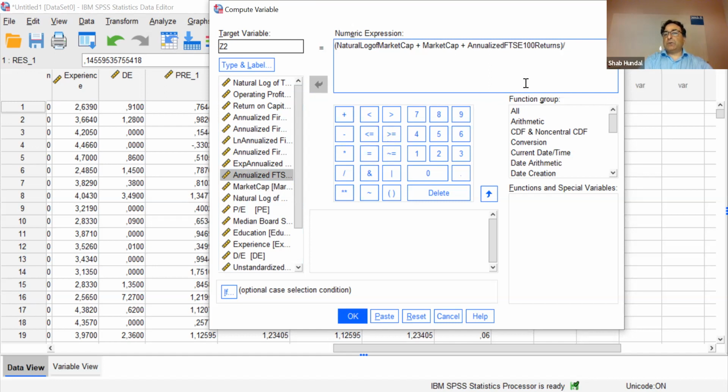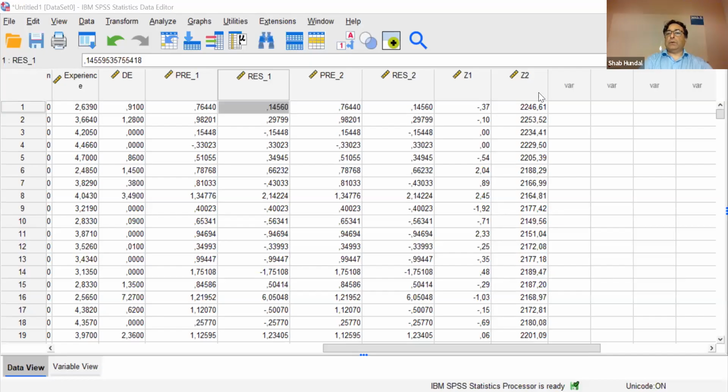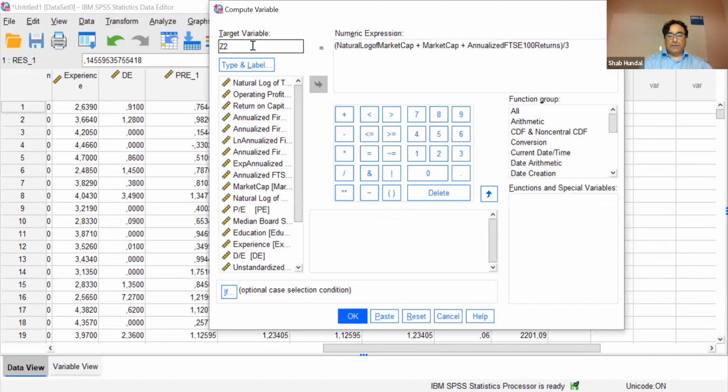You can put these signs from your computer, or you can use this built-in sign, so no problem at all. And then we click OK. And if I show you once again the variable view, sorry, stop sharing. And if I share my screen once again, you will see that there is a Z2 variable now. Yep. And then we go to the transform once again, and we have another variable. Let's call it Z3.